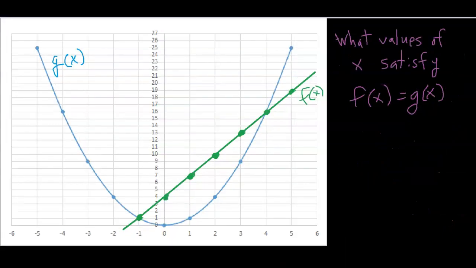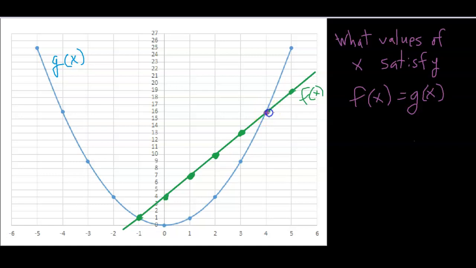Okay, what if we were asked something like this? What values of x satisfy f of x equals g of x? Okay, so that means at what values of x is the output of f of x equal to the output of g of x? Or we can think of it as at what value of x are the y-coordinates for f of x and g of x the same? Okay, so those will be the positions where the graphs intersect, right?